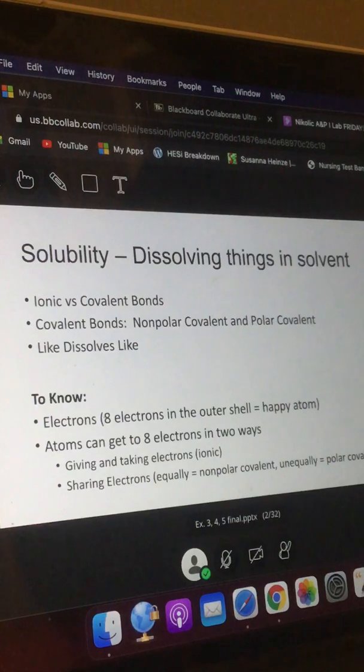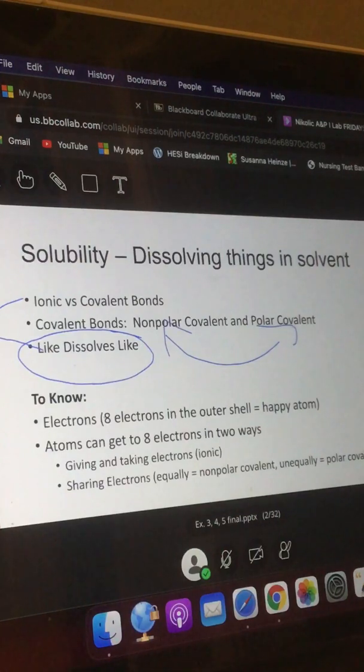All right, so again, ionic versus covalent bonds. A polar covalent bond is going to be able to interact positively with an ionic bond because that polar covalent is going to be charged. And so that's why we see like dissolves like. These guys are not like. They're not going to be happy together.